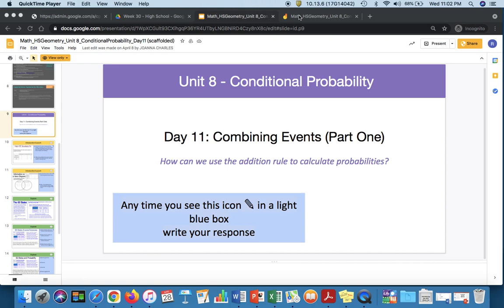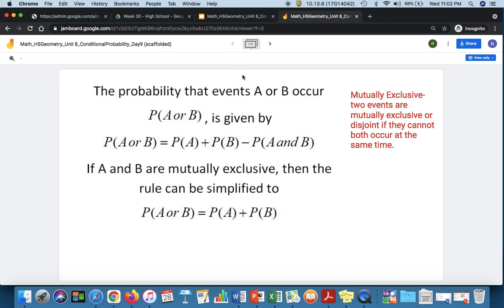So I'll be doing a few samples today, and the first thing that we're going to look at is the idea of two events being mutually exclusive. And we're going to define that as if they are disjoint or they cannot both occur at the same time.